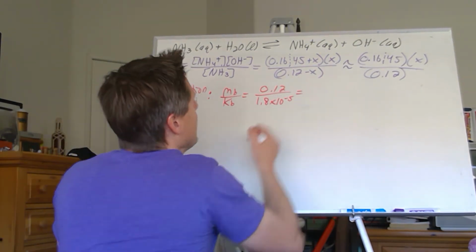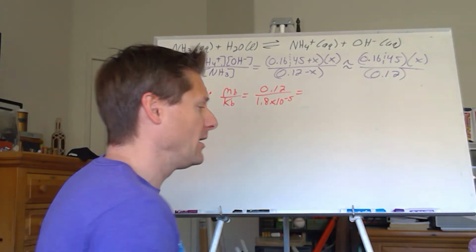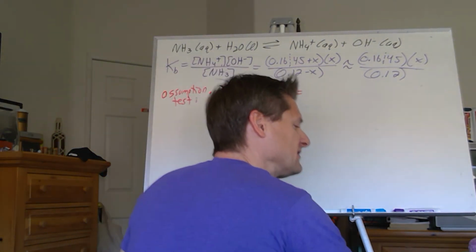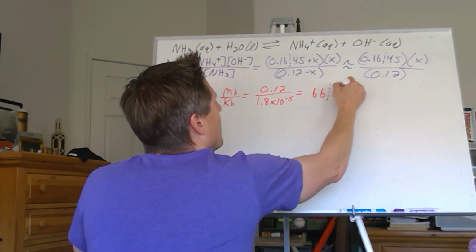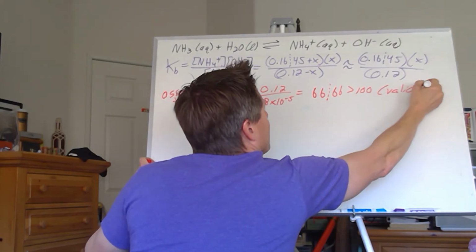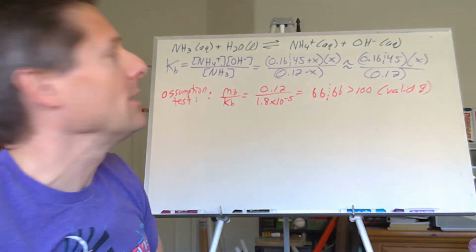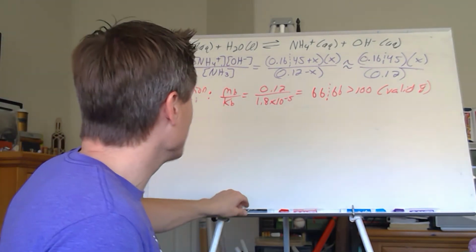So let's take the molarity of the base divided by the Kb. That should be bigger than 100. We did that before. That was the 6,666. That's the same thing that we had in part A. So that's greater than 100. So the assumption that X is small is valid. If it wasn't, we'd have to do the quadratic equation or something weird like that.